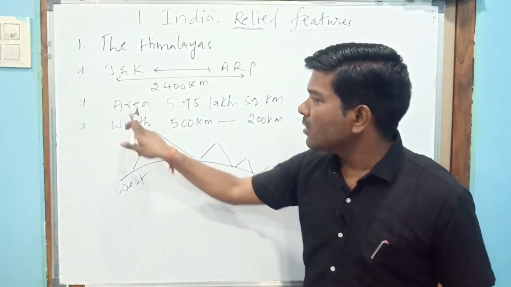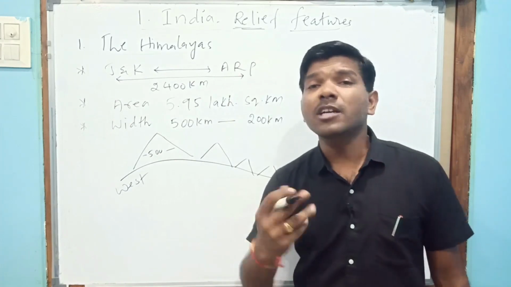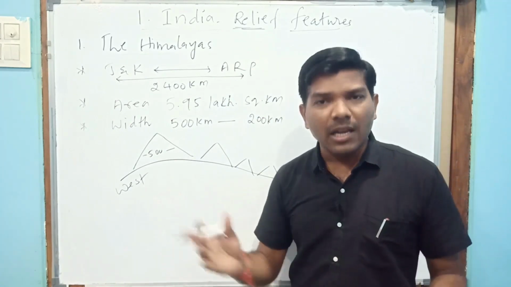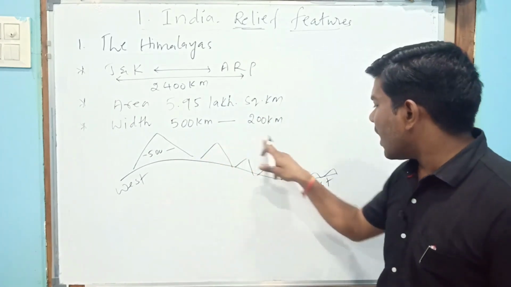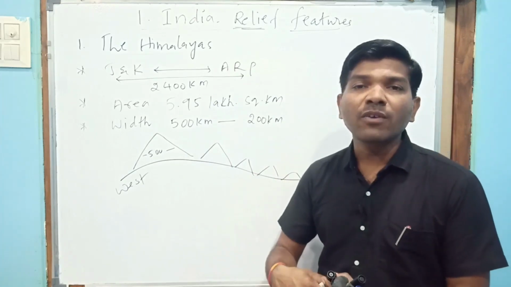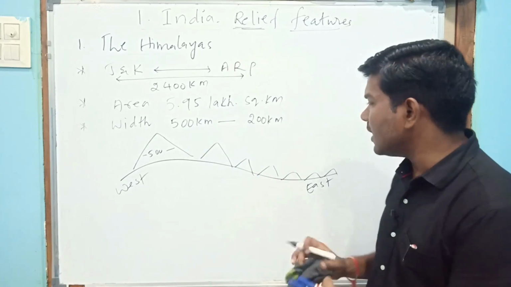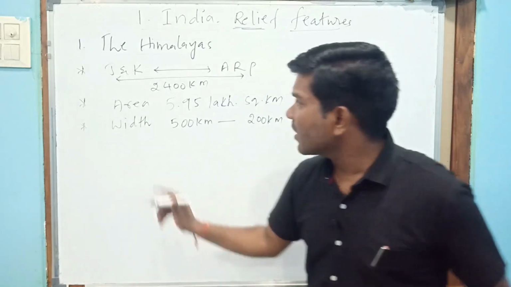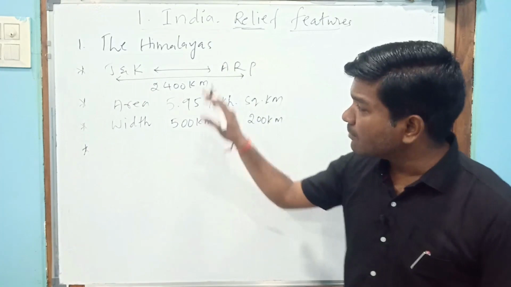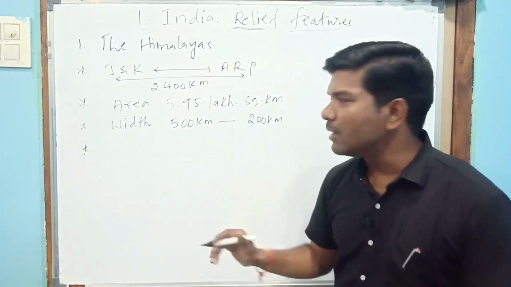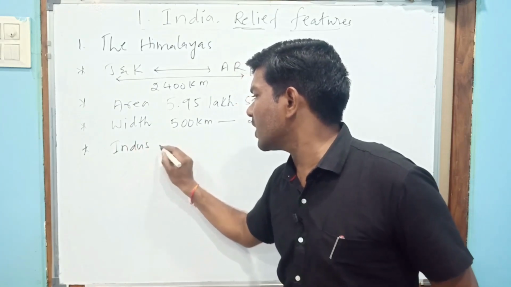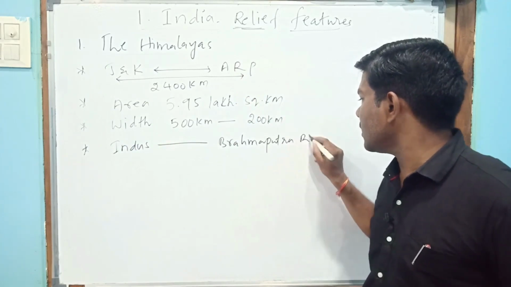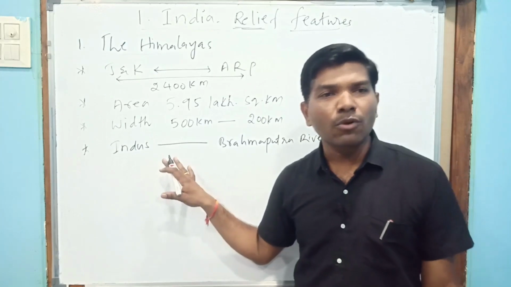Whenever we are moving from Jammu Kashmir to Arunachal Pradesh, what did you notice? The width of the Himalayas is decreasing, and at the same time the height of the Himalayas is also decreasing. This is an important point which is not in the book, but you can think critically about this. These Himalayas are also located between the Indus and Brahmaputra river areas.